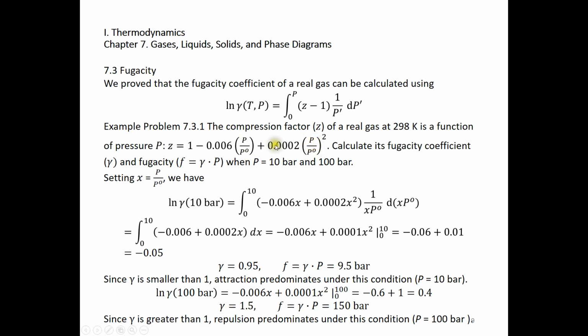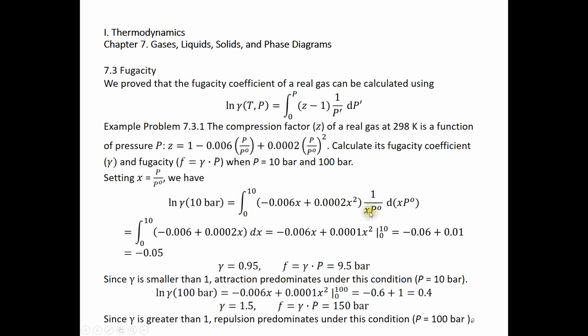It's convenient only because X is unitless. It's easier to deal with. Since X is unitless, this is unitless, this is unitless, and the upper limit is now 10 instead of 10 bars because X is from 0 to 10 here.